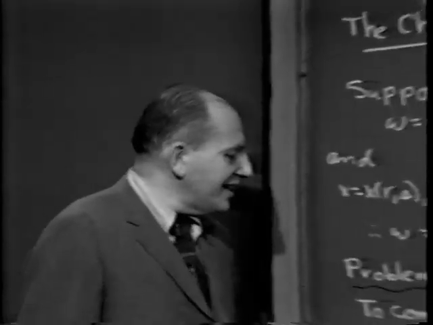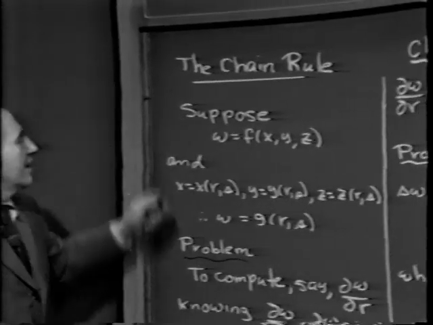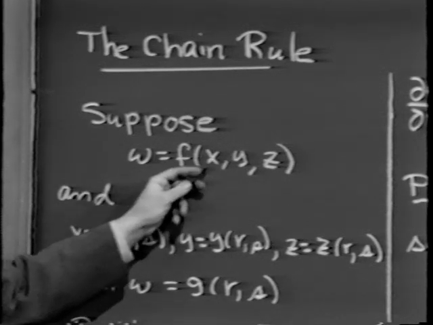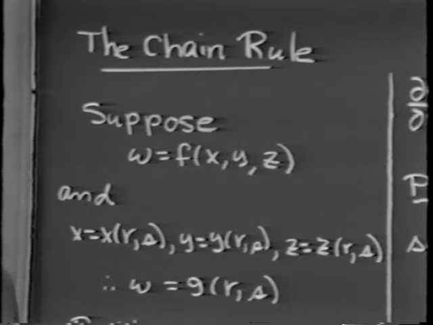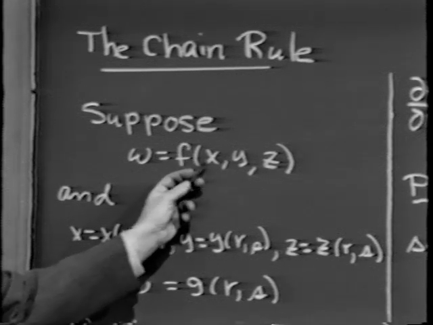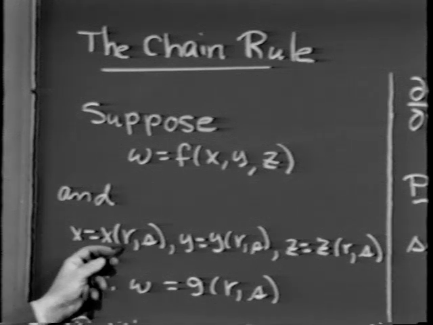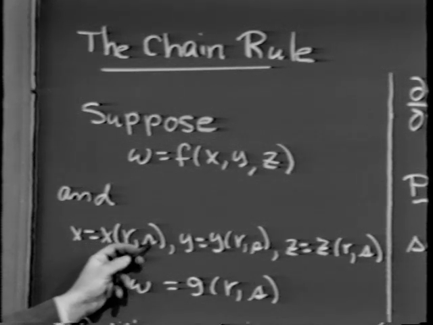At any rate, I think the best way is to just barge into a hypothetical situation and see what the situation really is. The idea is essentially the following. We're given some function, say w. w is a function of, say, the 3 independent variables x, y, and z. Now, for some reason or other, which we won't worry about right now, it turns out that x, y, and z are in turn conveniently expressible in terms of the 2 variables r and s.